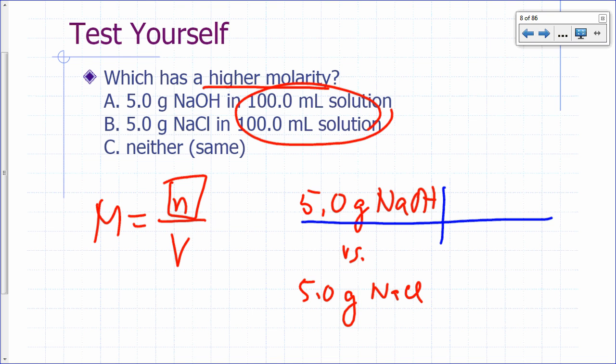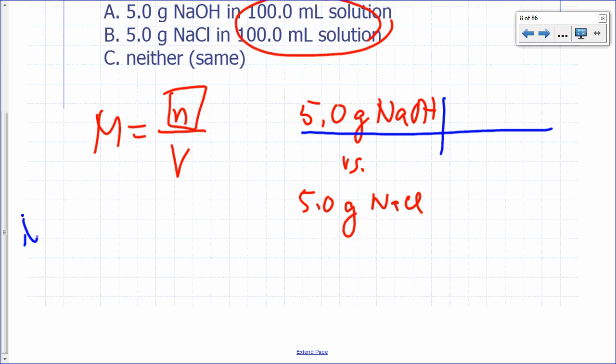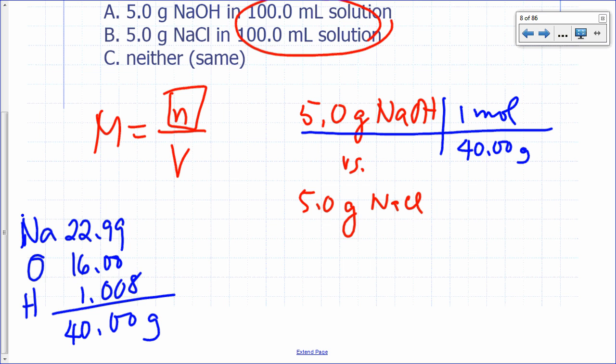Okay, sodium hydroxide, molar mass. Sodium, you look it up, it's 22.99 grams per mole. Oxygen is 16.00 grams per mole. Hydrogen is 1.008 grams per mole. So this is going to give you 40.00 grams per mole. So multiply by 1 mole over 40.00 grams.